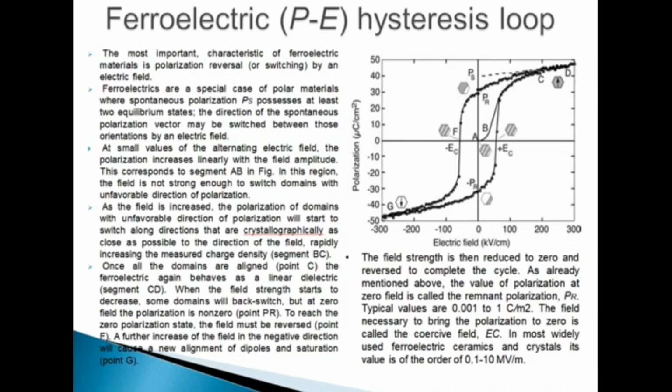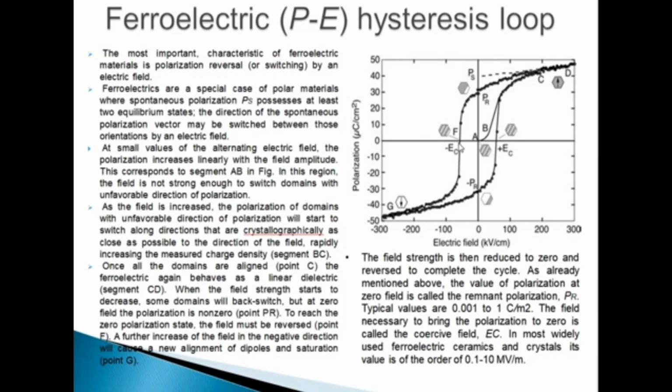In simple language, we can say that if you are increasing the electric field, the polarization starts to increase linearly from the point A to B, then after B to C. At low electric field, the field is not strong enough to switch domains with unfavorable direction of polarization. But if you are increasing the field, the polarization will switch to the unfavorable direction of polarization. When the field strength starts to decrease, some domains will backswitch, but at zero field the polarization is non-zero. This one, at zero electric field, the polarization is PR, that is non-zero.